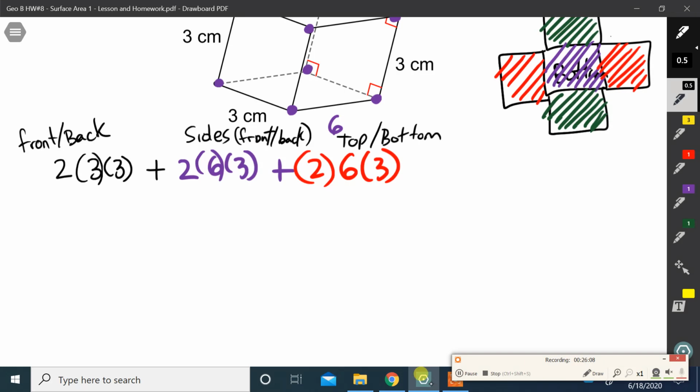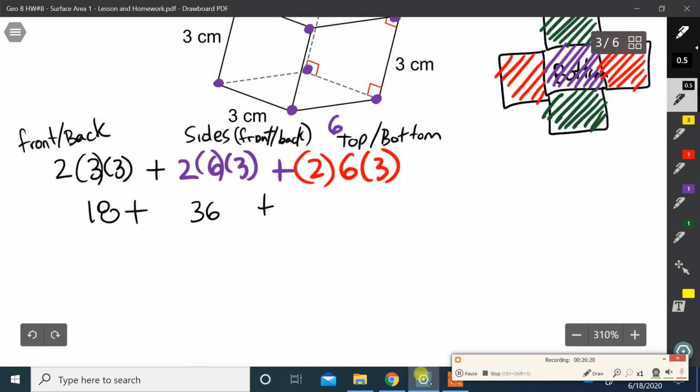3 times 3 is 9, times 2 is 18. 6 times 3 is going to be 18 times 2. It's going to be 36, and this is also going to be 36. I'm going to go ahead and add all of those there. And that should add up to 90. The measurement is 90 centimeters squared.